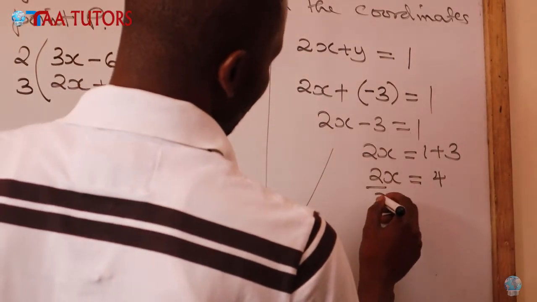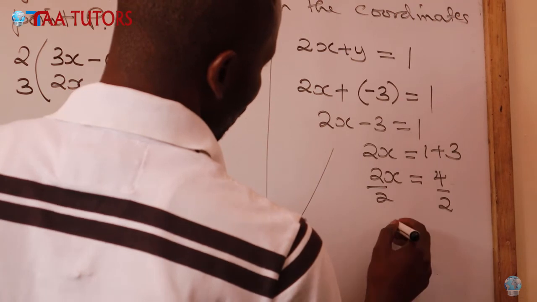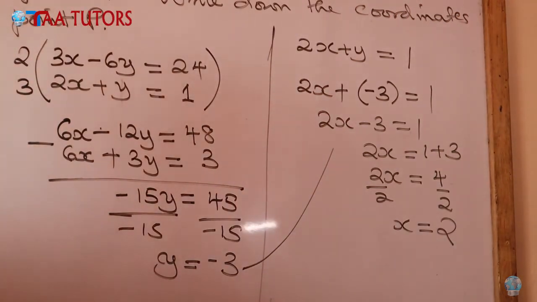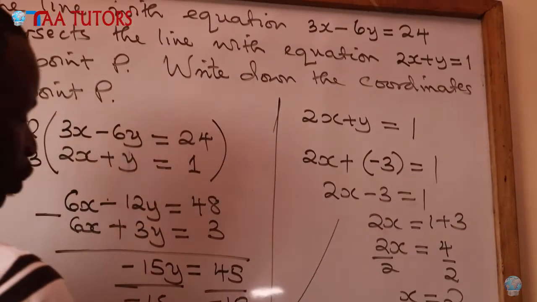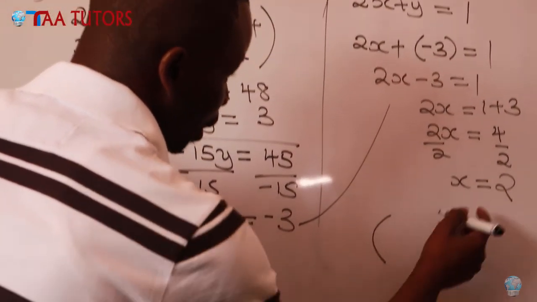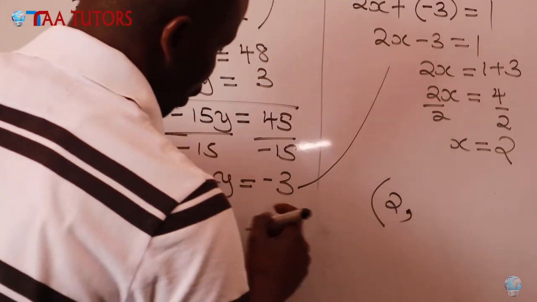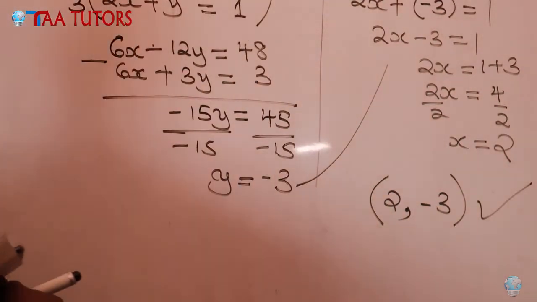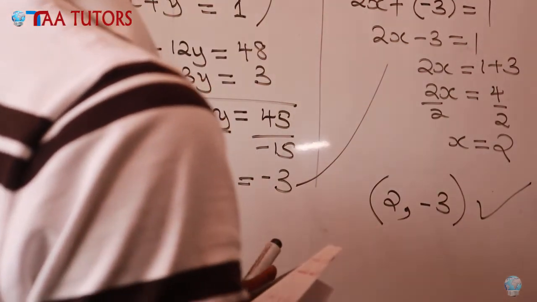So over 2, x equals 2. If x equals 2 in this particular case and y is equal to negative 3, what we do to write a coordinate is actually to bring x as 2 and y as negative 3. We have the coordinate of the equation there, and that is what you need to be able to do.